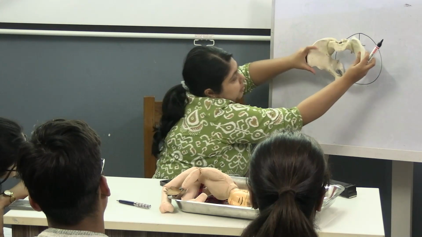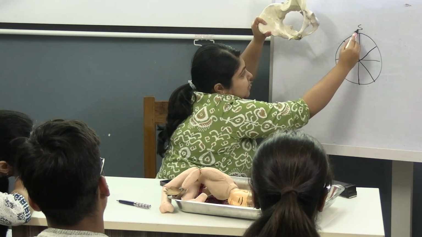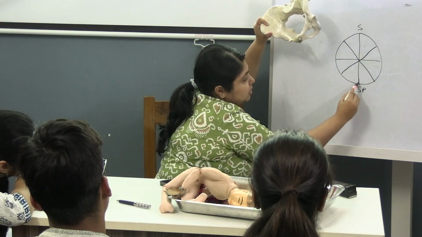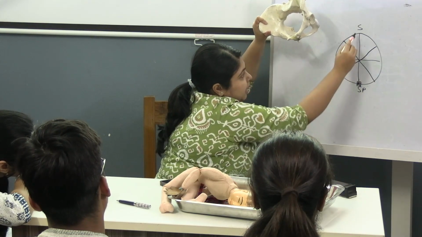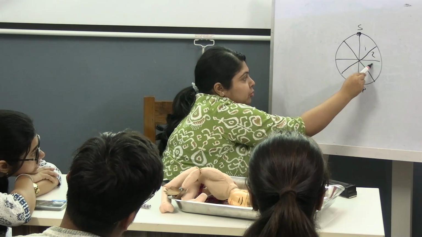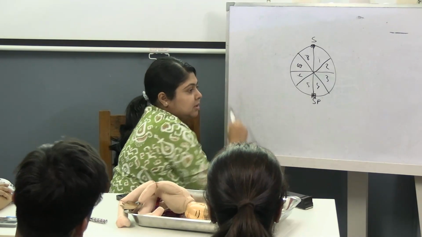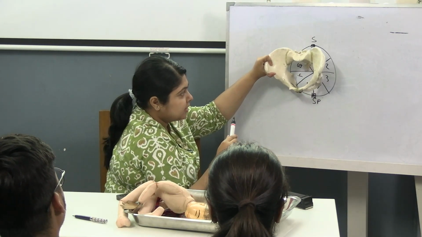See, this is your pelvis. Now you divide the pelvis into, suppose this is the sacrum and this is the symphysis pubis, right? This is the symphysis pubis and this is the sacrum. Now see how many eighths are there. 1, 2, 3, 4, 5, 6, 7, 8. See, like this we are studying.